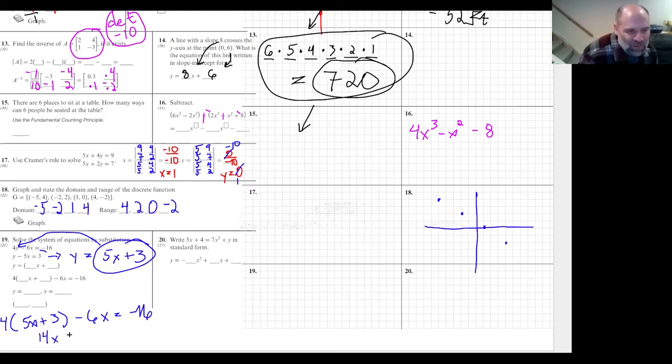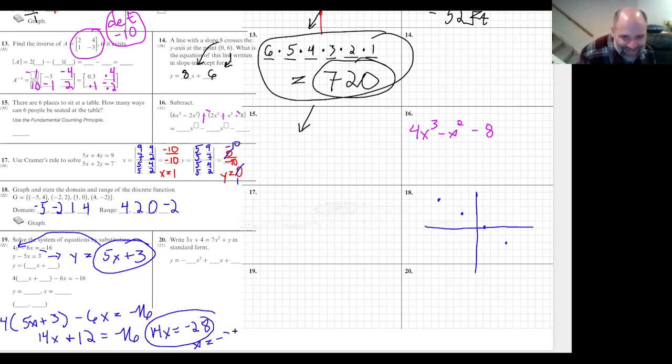So 12 plus 12 equals negative 16. Put that 12 over there, and so you get 14x equals negative 28. So x equals negative 2. So that's what we're going to plug in right there. So if x equals negative 2, y equals negative 10 plus 3, which is negative 7.